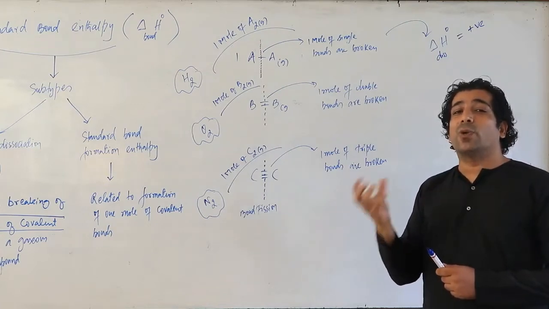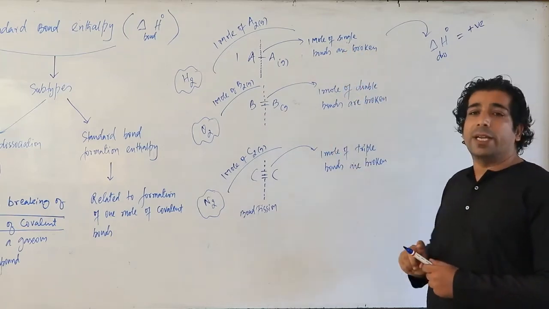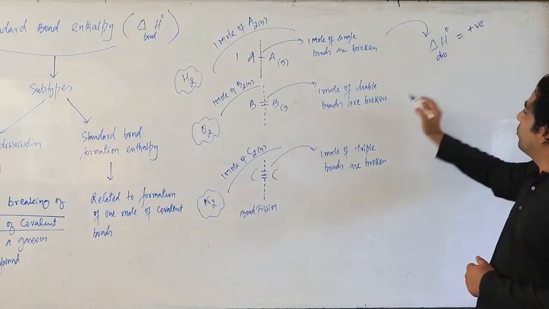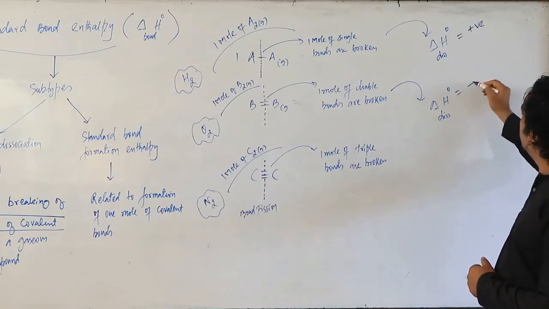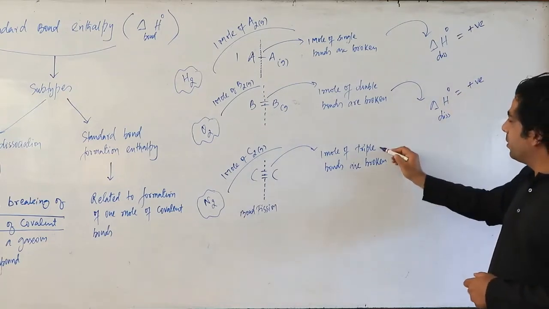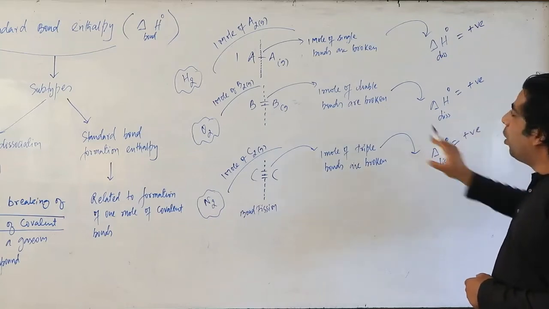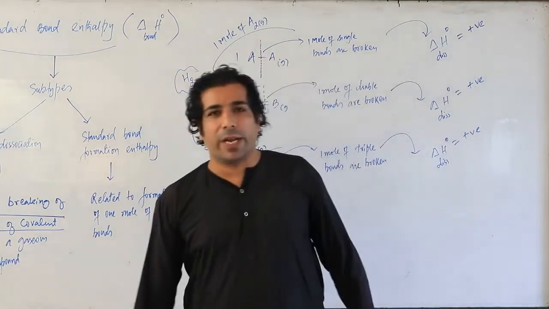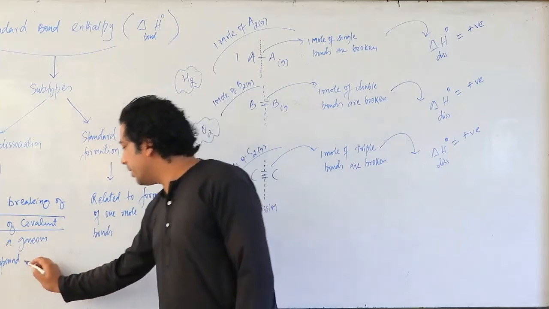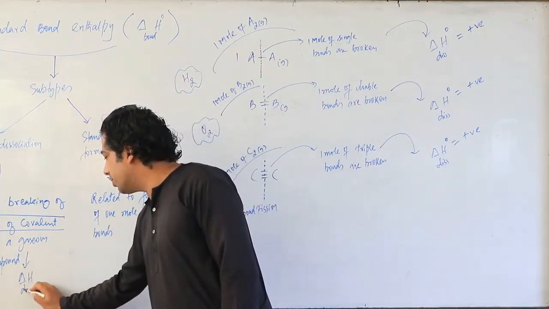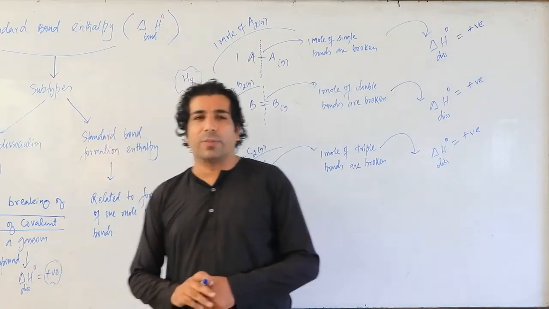That means energy is required to break the bonds. So 1 mole of single bonds are broken, and require energy, and that is positive. For this also, delta H dissociation, bond dissociation will be positive. Yes or no? And for this also, delta H dissociation will be positive. So all are endothermic reactions because you are breaking 1 mole of covalent bonds. So my dear friends, here delta H dissociation will be obviously positive. So dissociation is an endothermic process.